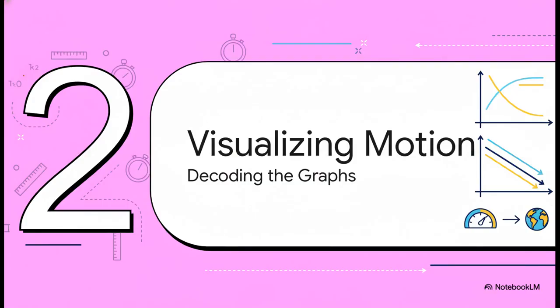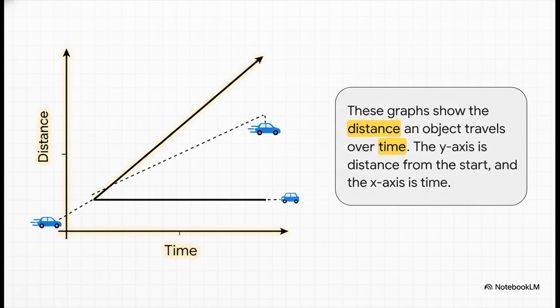Right, let's move on to the second part of our toolkit. We're going visual. I can pretty much guarantee you will get questions on graphs in your exam. But don't worry, they're not that scary. They're basically just pictures that tell the story of an object's journey, and our job is to learn how to read that story. First up, we have the distance time graph.